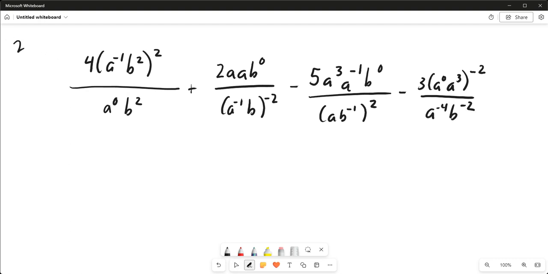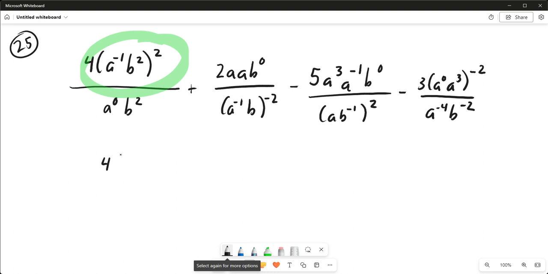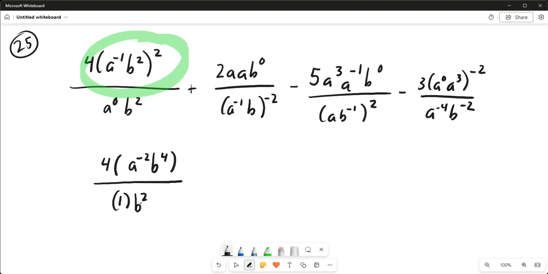Okay, and it says that this needs to have all exponents positive. So the first thing I would do is simplify each of the terms, and I would just start with the numerator. So this first one right here, we're going to raise that a to the negative 1, and the power rule says that we're just going to multiply those. So I'm going to leave that 4 on the outside for now. That's going to be a to the negative second power and b to the fourth power. Okay, and then in the denominator, a to the 0 power is the same as 1, and b raised to the second power is just b to the second power.